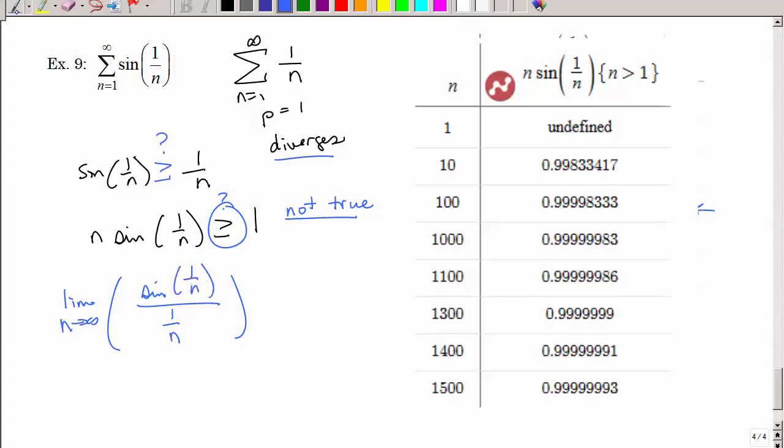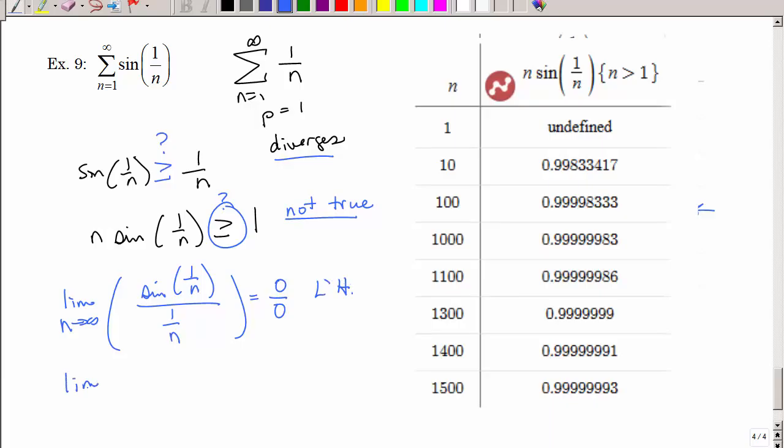Now if I flipped and multiplied, I'd get n times the sine of 1 over n, and I'd have to take that limit, and I'm like, ooh, that's infinity times 0. So I'm going to need L'Hopital's rule anyway, so I'm going to leave it in this form, because then I have 0 over 0, and I can use L'Hopital's rule.